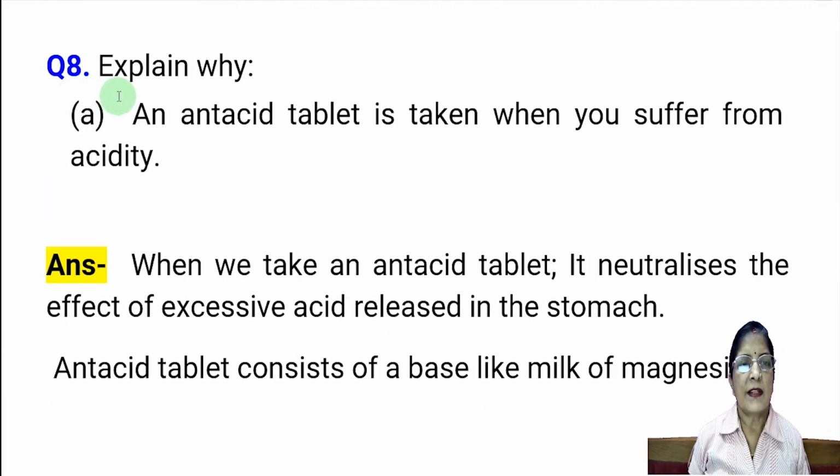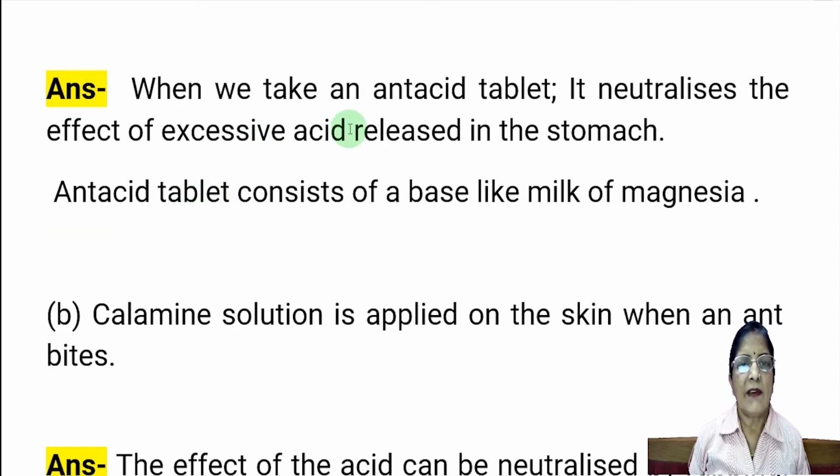Now question number 8. Explain why. First question: an antacid tablet is taken when you suffer from acidity. Answer: when we take an antacid tablet, it neutralizes the effect of the excessive acid released in the stomach. An antacid tablet consists of a base like milk of magnesia.